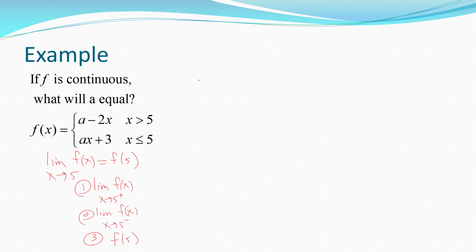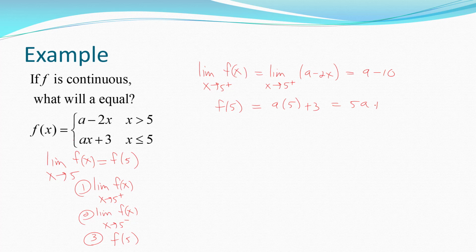In particular, notice that the limit of the function as x approaches 5 from the right is the same as the limit as x approaches 5 from the right of a minus 2x. And that's just a polynomial in x. So I can just evaluate that at 5 to get a minus 10. At the same time, though, f of 5 is defined by a times 5 plus 3, which is the same as saying 5a plus 3.